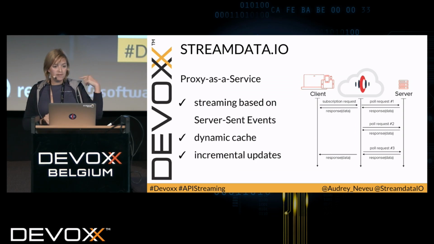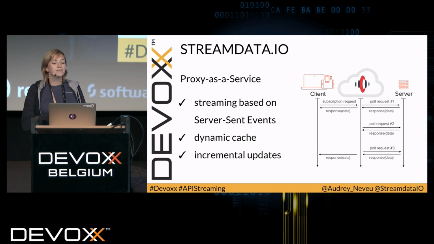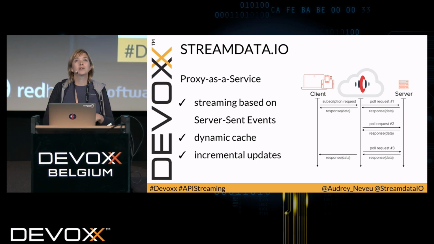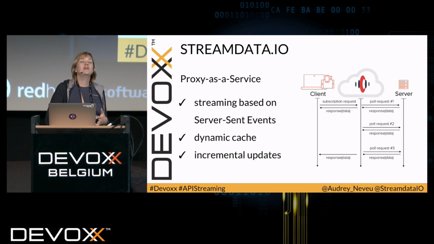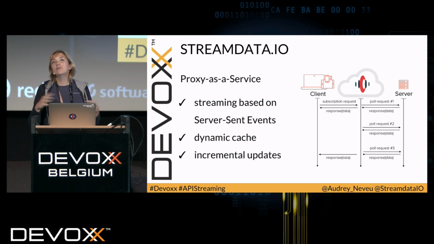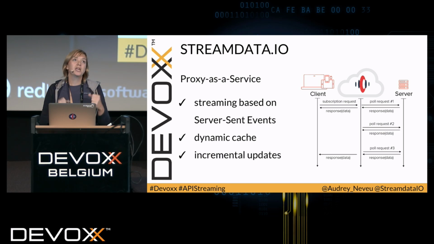So that's the reason why we've created streamdata.io, which is a proxy available in SaaS mode. It's completely free. You can register, create your account, and make your tries. It's free until 10 million calls per month. So I think it will be fine. It's based on server-sent events. We are going to make the following request for you. We are going to handle all errors that could happen. And we added a few features to make it more efficient.